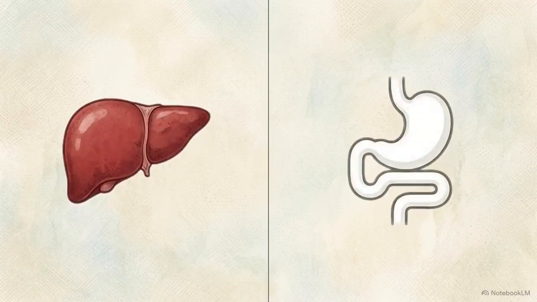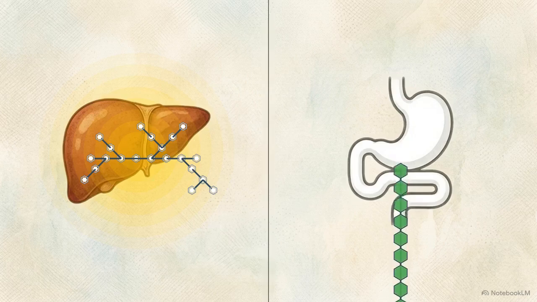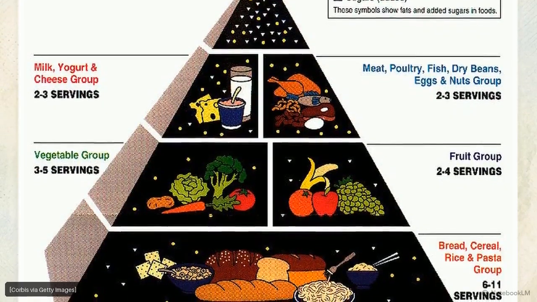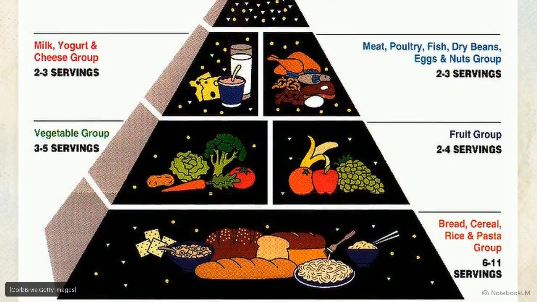The liver tissue stores a polymer that provides rapid, life-saving metabolic energy, while the plant polymer passes through the human gut entirely untouched as dietary fiber. We routinely group these fuel sources together as carbohydrates, placing them at the foundational base of our nutritional models.